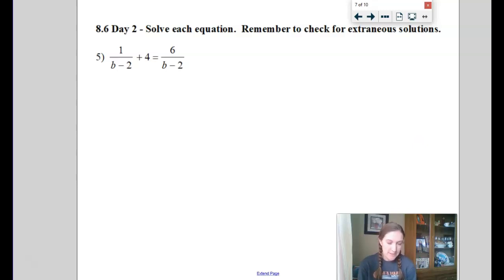So we're looking on that same set of notes. This is on the back side if you printed it out, or page 2. And number 5, 8.6 day 2, just says solve the equation. Remember to check for extraneous solutions.